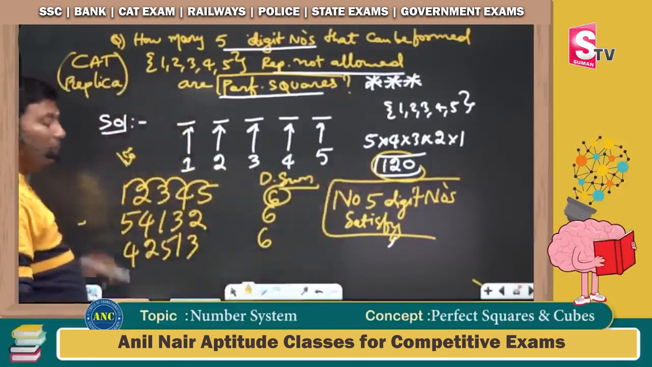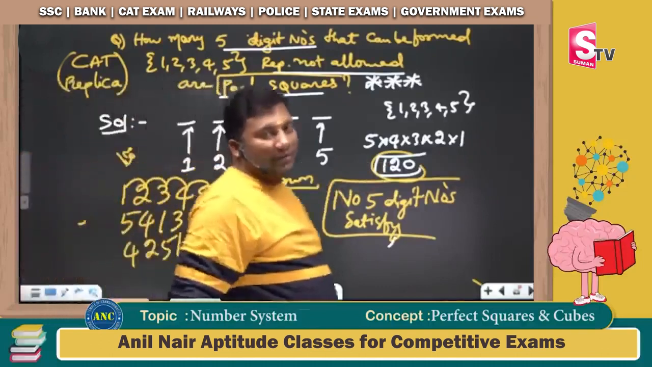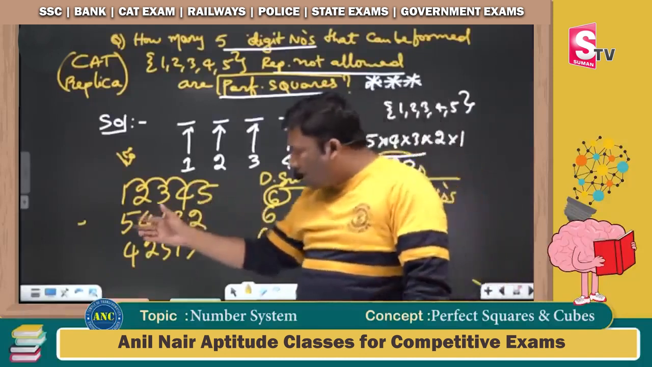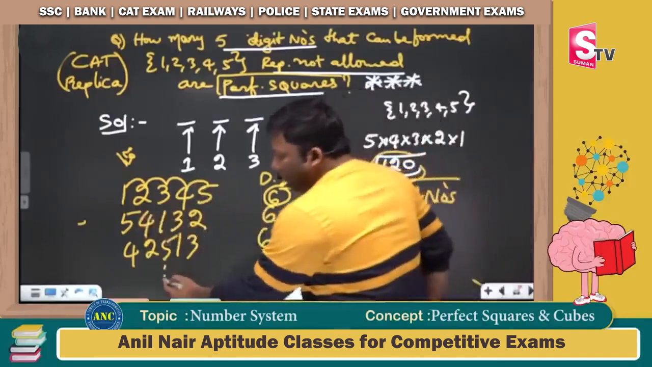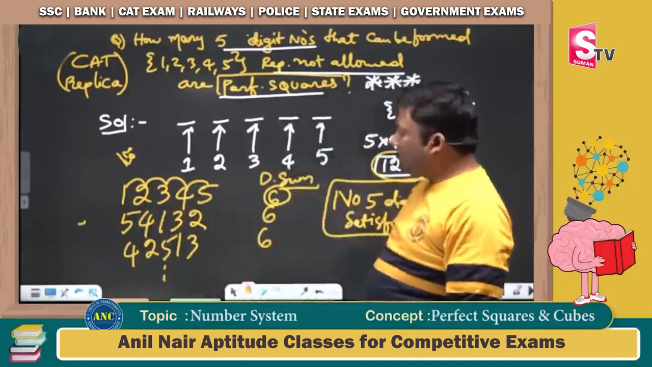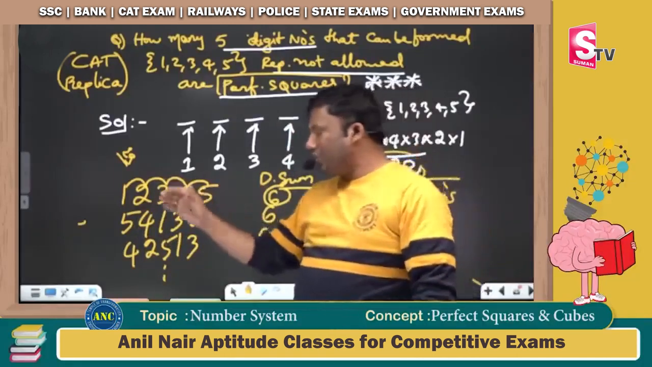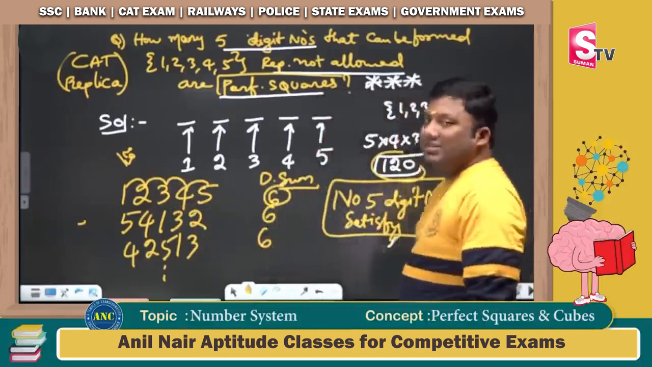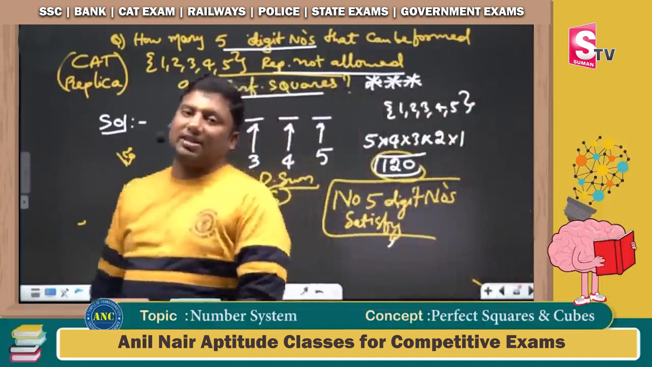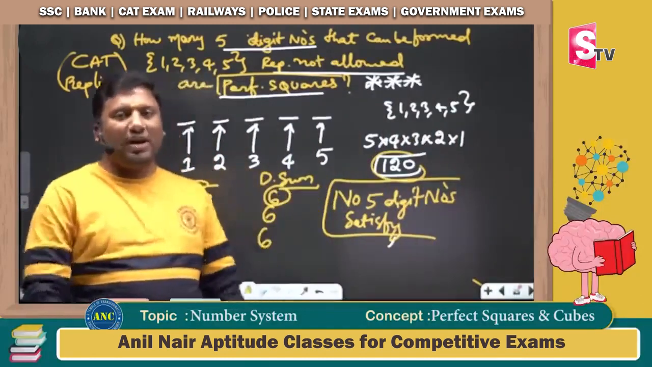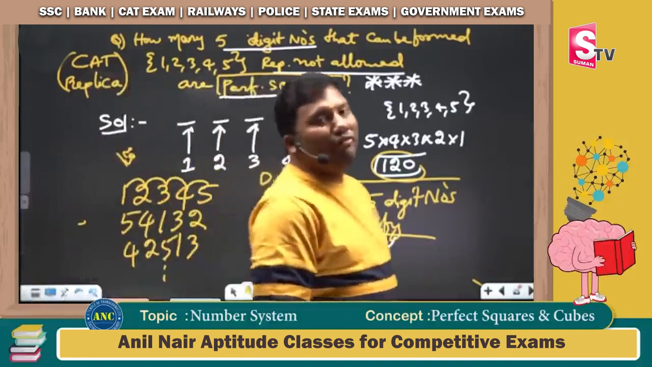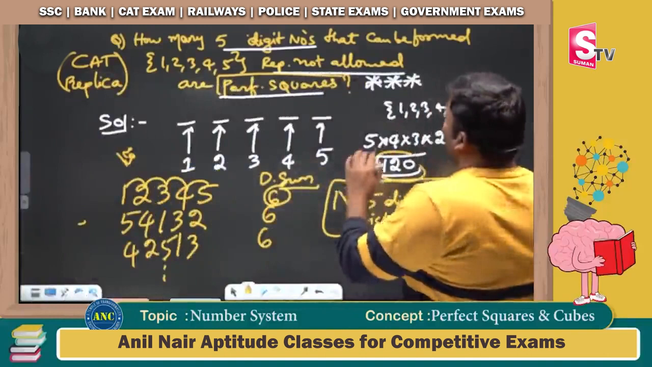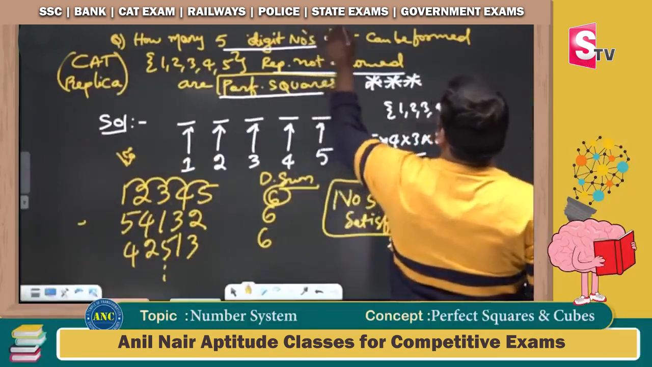Suppose I take one example number, 1, 2, 3, 4, 5. Repetition of digits is not allowed. So if I change the order, this can also be one number, this can also be one number. Like this, total 120 numbers are there. What is the sum of the digits? 9, 12, 14, 15, 6. For all 120 numbers, the digital sum is 6. For a number to become a perfect square, digital sum should be 1, 4, 7 or 9. A beautiful CAT replica question, which is nothing but a conceptual question.